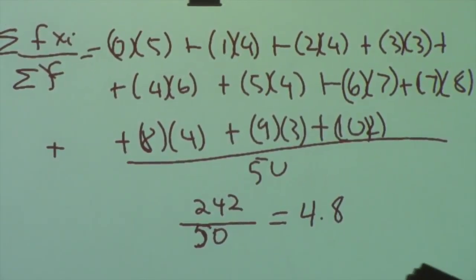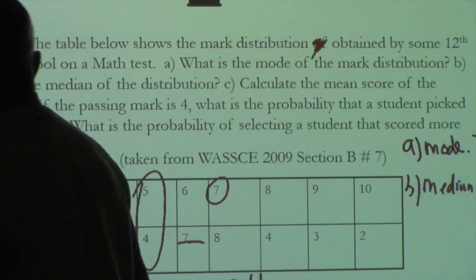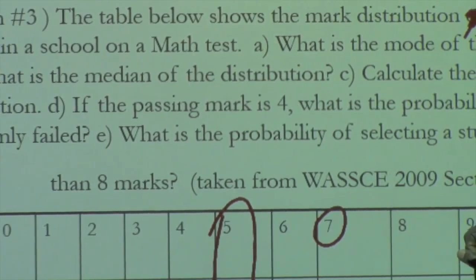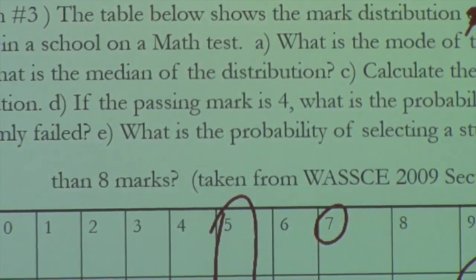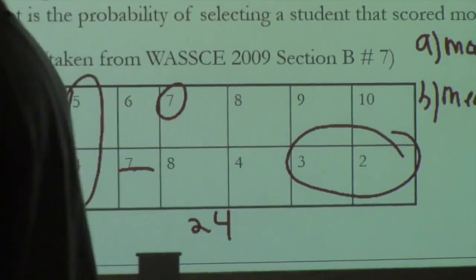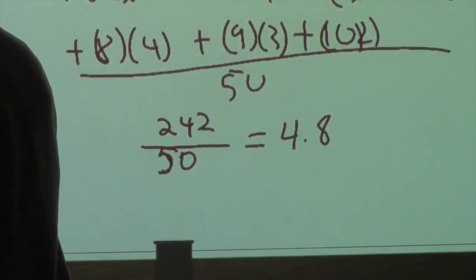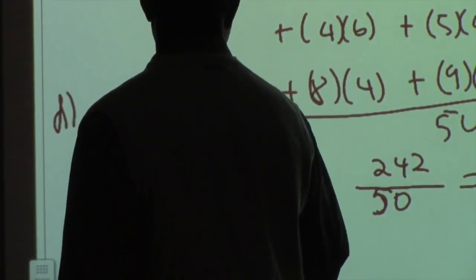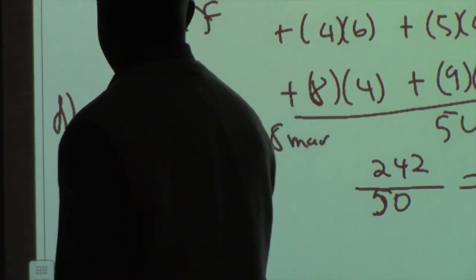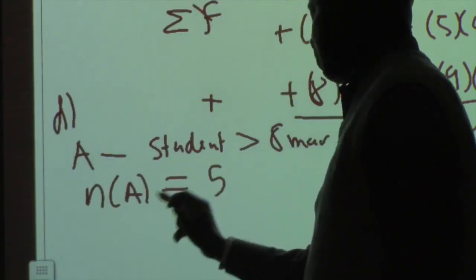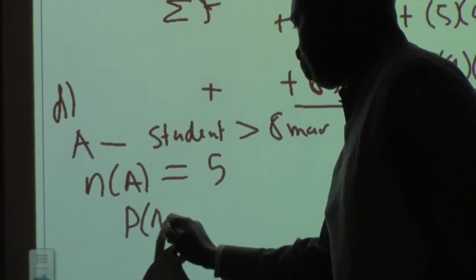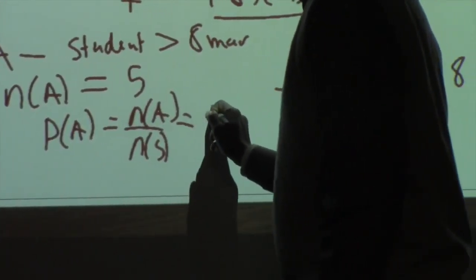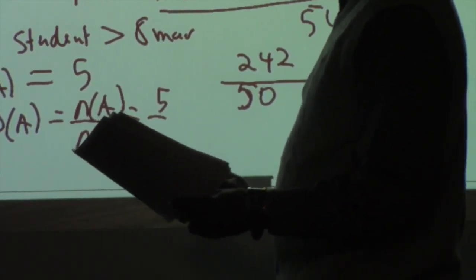So in D, let's see what we're supposed to do for D. Let's go back. D is what is the probability of selecting a student that scored more than 8 marks? More than 8 marks. So that means they scored 9 or 10. How many students scored more than 8 marks? 5. So let's say A represents the situation student scored greater than 8 marks. So number of elements in A would be what? 5 as we saw. So the probability of A would be the number of elements in A divided by the number in the sample space, which is going to be 5 over what?